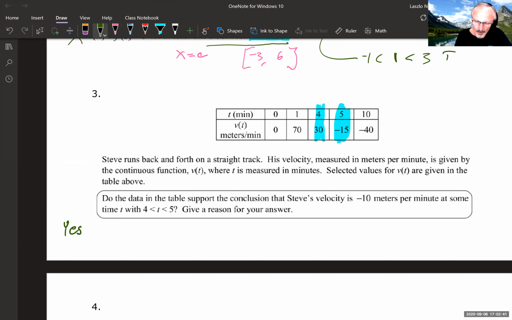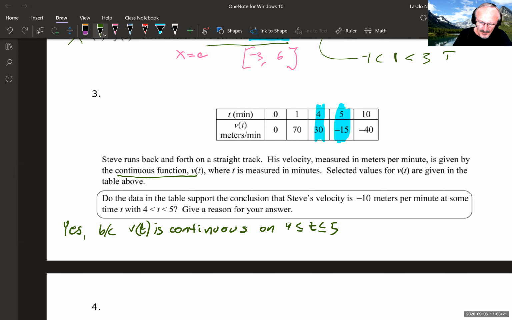We are told that v of t is a continuous function. So I would state in my justification, yes, because v of t is continuous on, and the interval needs to be 4 to 5, and we need to include the boundaries, so equal to must be part of that symbol. Spelling must be correct. We must be using t, not some other variable.